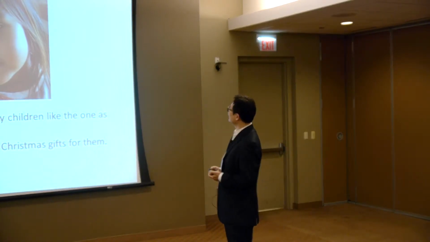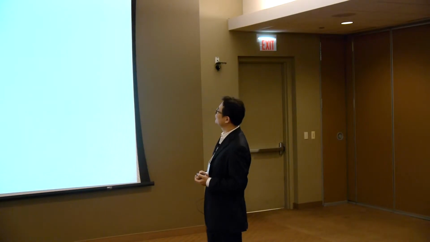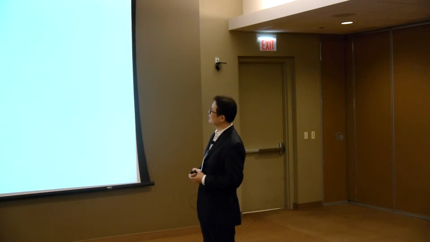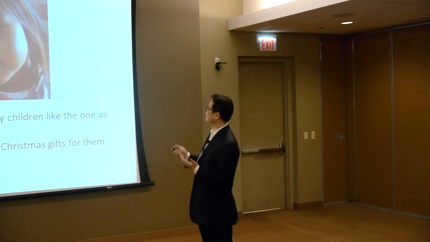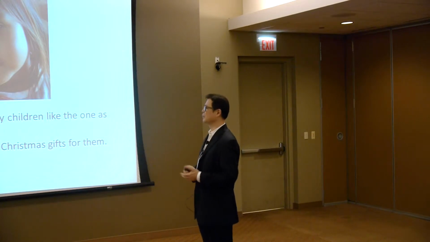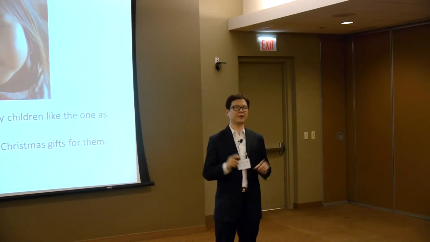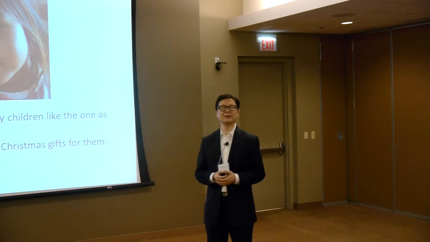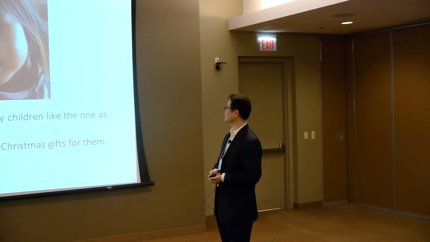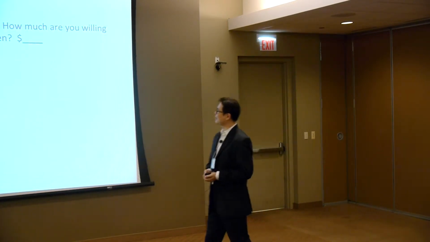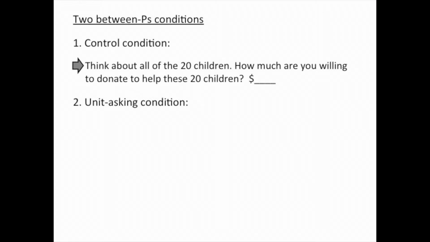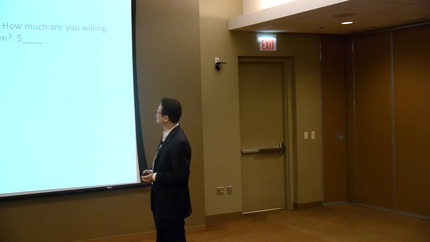Okay, and then we have 2 conditions. The first condition, we just asked. Oh, by the way, we also included a picture of a typical child. So we make sure the so-called victim is always identifiable in this particular case. We want to control for that. So in the control condition, we just asked, think about all of these 20 children, and how much are you willing to donate to help these 20 children? The indicated amount.